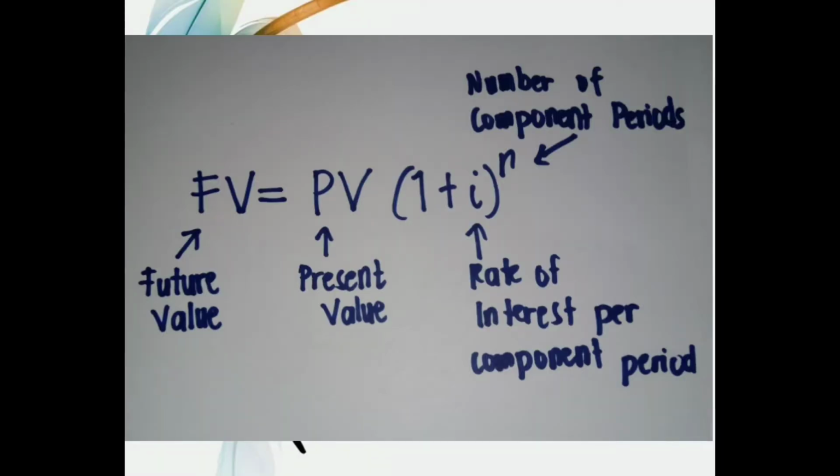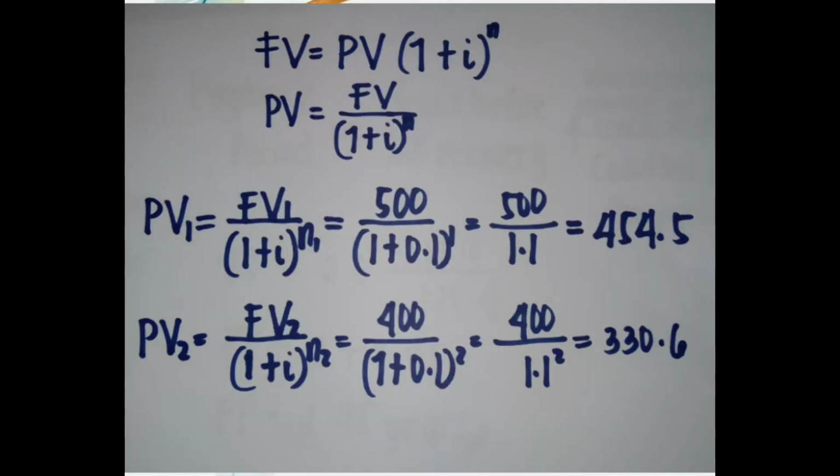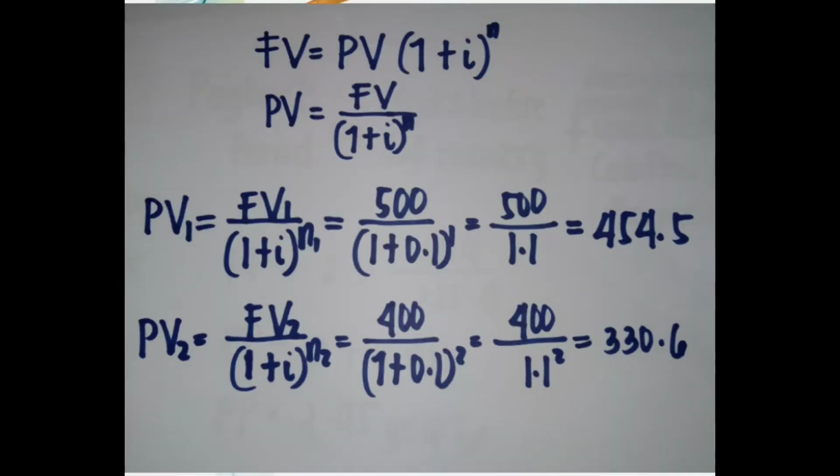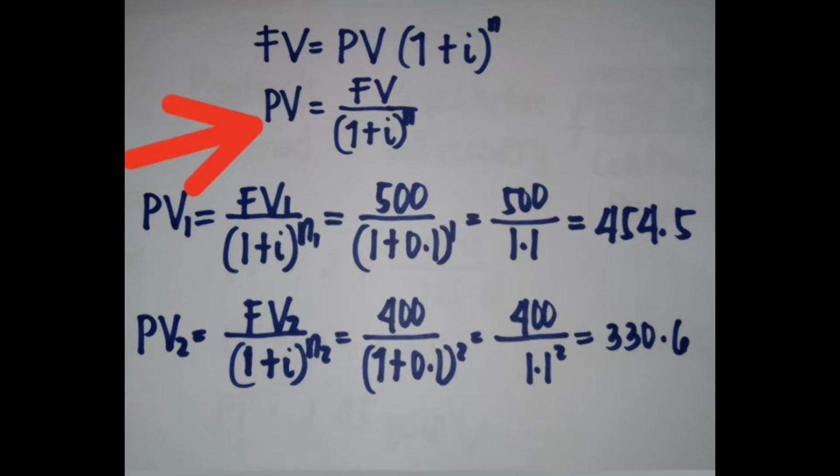This is our formula for finding the future value: FV is equal to PV times the quantity of 1 plus i raised to the power of n, where FV is the future value, PV is the present value, i is the rate of interest per compounding period, and n is the number of compounding periods. Since we are looking for the present value to find the discounted cash flow, we will derive the formula: PV is equal to FV, the future value, divided by the quantity of 1 plus i raised to n.